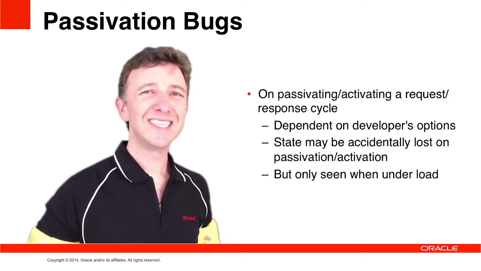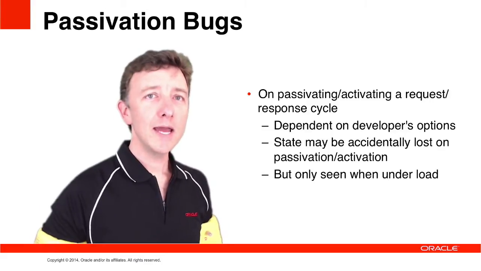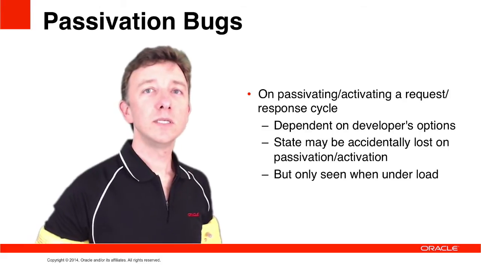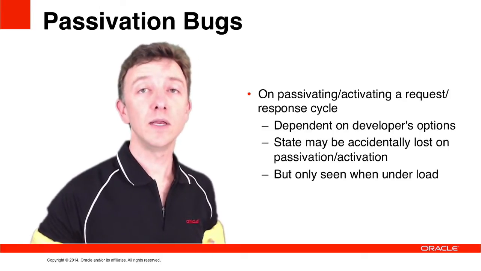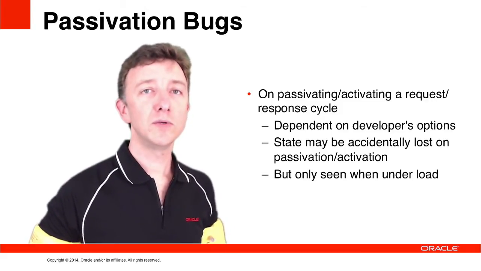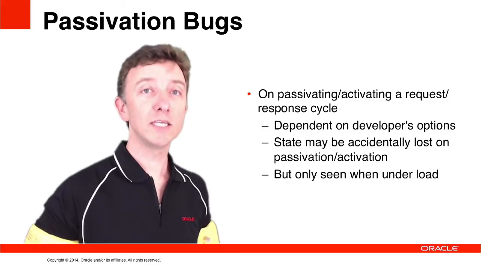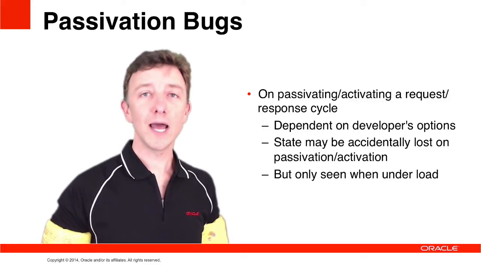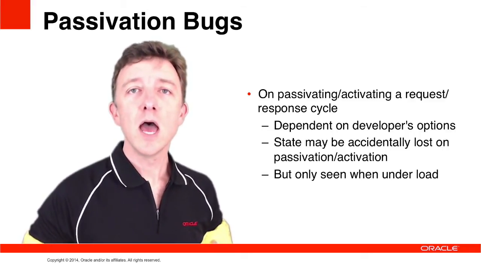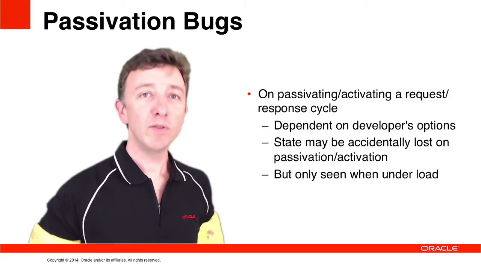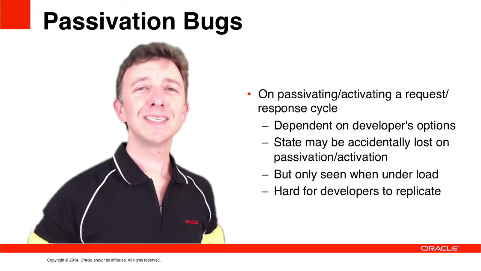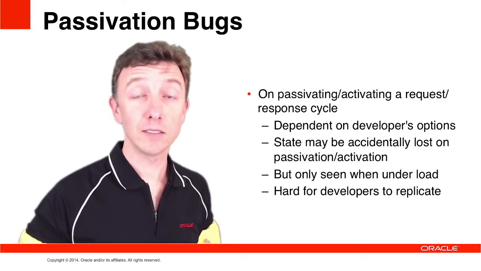In order for a developer to see that passivation bug, the AM their session is using must be passivated and activated across requests, which is where the possibility of the state being lost occurs. However, because of the LRU, the least recently used algorithm that chooses which application module to passivate when an available application module is required, the developer has no control over this. Their application module may never leave the pool nor suffer the bug introduced via passivation. This makes it extremely difficult to replicate.